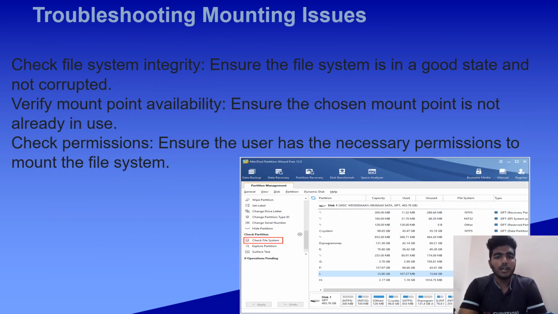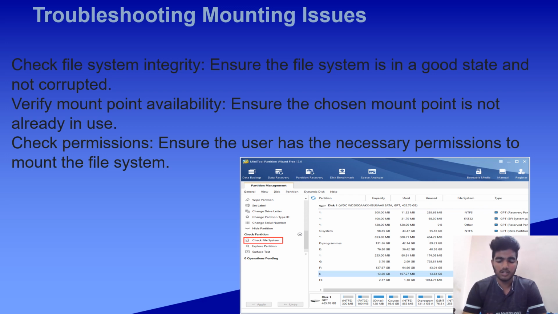Now, troubleshooting mounting issues. First, check the file system integrity: ensure the file system is in a good state and not corrupted. Verify mount point availability: ensure the chosen mount point is not already in use. So before using the mount point, you have to ensure that it's not in use. Check permissions: ensure the user has the necessary permissions to mount the file system. Even before checking the availability of the mount point, make sure that the permission is taken from the user.